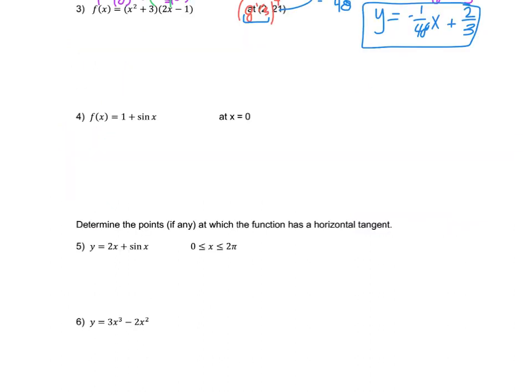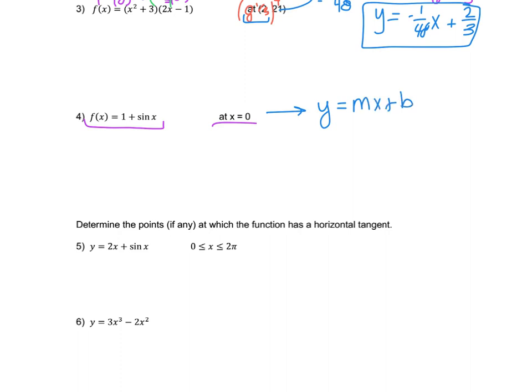Okay, number 4. We're looking for the equation of the tangent line to this function when x equals 0. So think about what this function looks like. It's the sine function, and it's been shifted up vertically by 1. And I want the equation of the tangent line when x equals 0. So the equation of a line, always remember that's just y equals mx plus b.